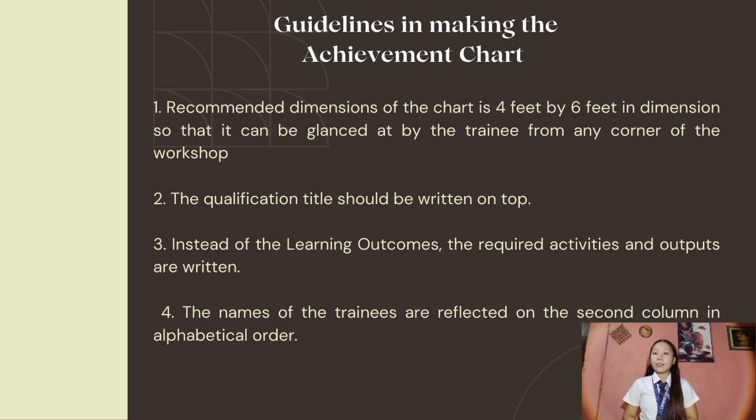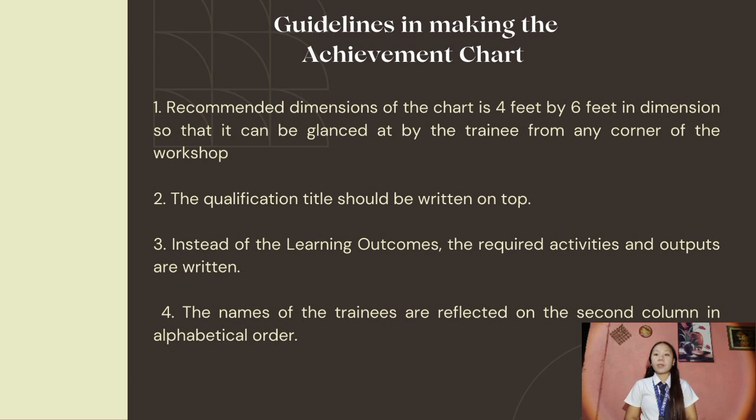So we come now to the guidelines in making the achievement chart. First, the recommended dimensions of the chart are 4 feet by 6 feet so that it can be glanced at by the trainee from any corner of the workshop. Second, the qualification title should be written on top. Third, it should contain all the learning outcomes as reflected in the training regulations.